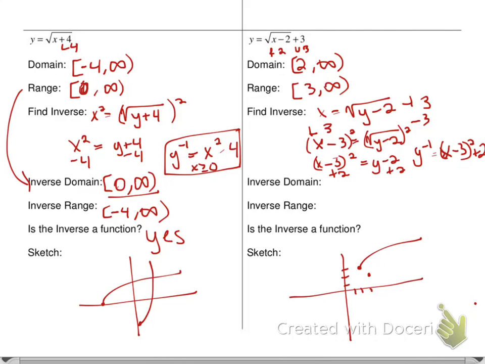Now, do I want the whole quadratic or just the half? Just the half. So I want this function over here, but I only want this time when x is greater than or equal to 3, because I only want from 3 over. I don't want this other half, because then it wouldn't be inverse anymore. So I want my domain to be 3 to infinity, and the range to be 2 to infinity. Is the inverse a function? Yes, it passes the vertical line test.